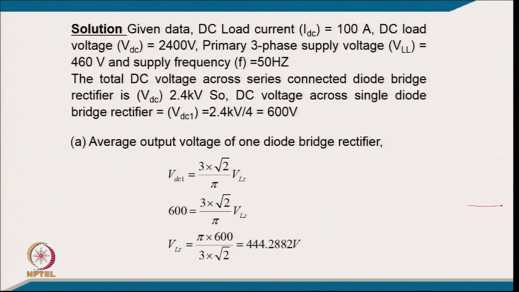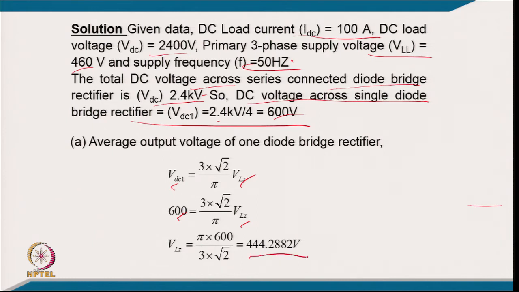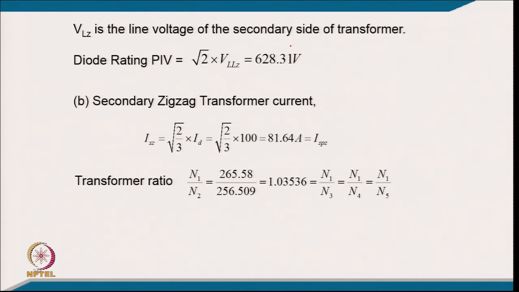So, coming to the numerical part, given data: the DC load current is 100 ampere, the DC load voltage is 2400 volt, the primary 3 phase voltage is 460 volt and the frequency is 50 hertz. So, the total DC voltage across the connected diode bridge rectifiers is 2.4 kilovolt. Your DC voltage for each diode rectifier is 2.4 kV divided by 4, so 600 volt, and for this 600 volt output the line voltage required for the secondary of the winding, from this relation, is 444.288 volt. Now the peak inverse voltage is the secondary line voltage times root 2, so you get 628.31.